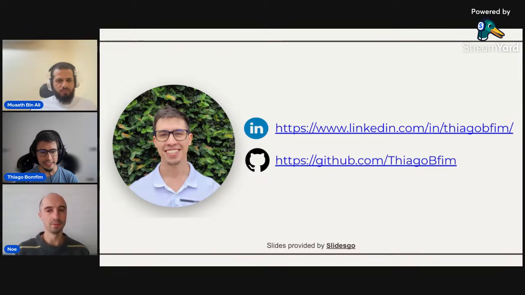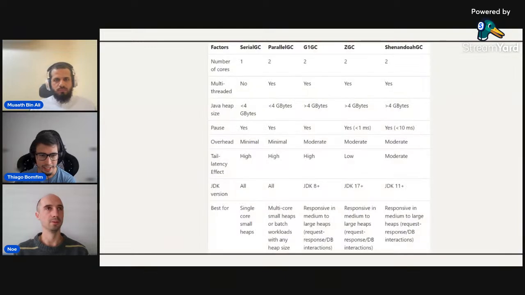Yeah, well, I have a question actually. On the comparison of the garbage collectors, you talk a bit about the overhead, right? Do you know which one is more CPU intensive than the other? Because you see the overhead, they have moderate for G1, ZGC, and Shenandoah. But is there much difference between them in terms of CPU usage?